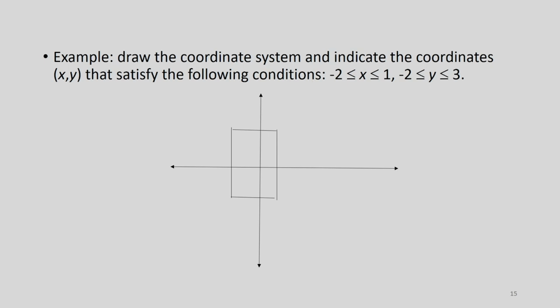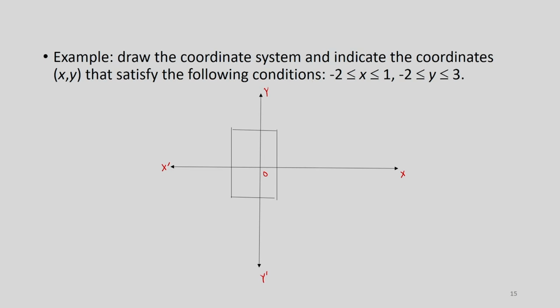Okay, here is an example. Draw the coordinate system and indicate the coordinates x, y that satisfy the following conditions: x is greater than or equal to -2, but less than or equal to 1, y is greater than or equal to -2, less than or equal to 3. So, I have already drawn that. Let me just add the name of the axis. Okay, the horizontal is the x axis and the vertical is the y axis. In between we have the point of origin 0.